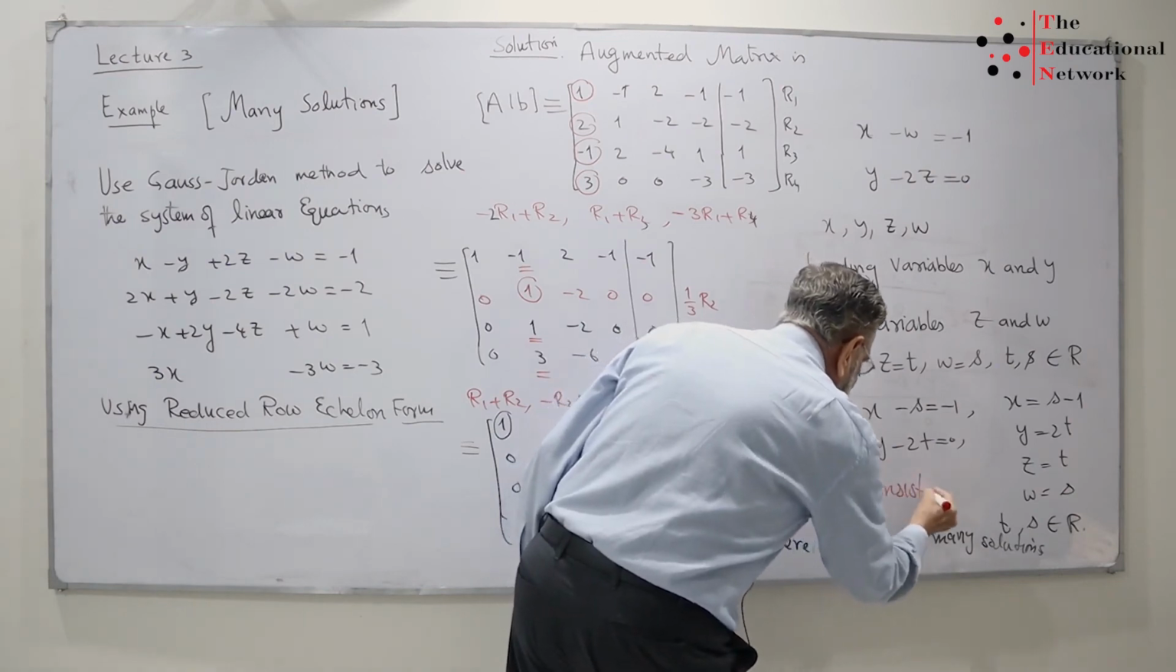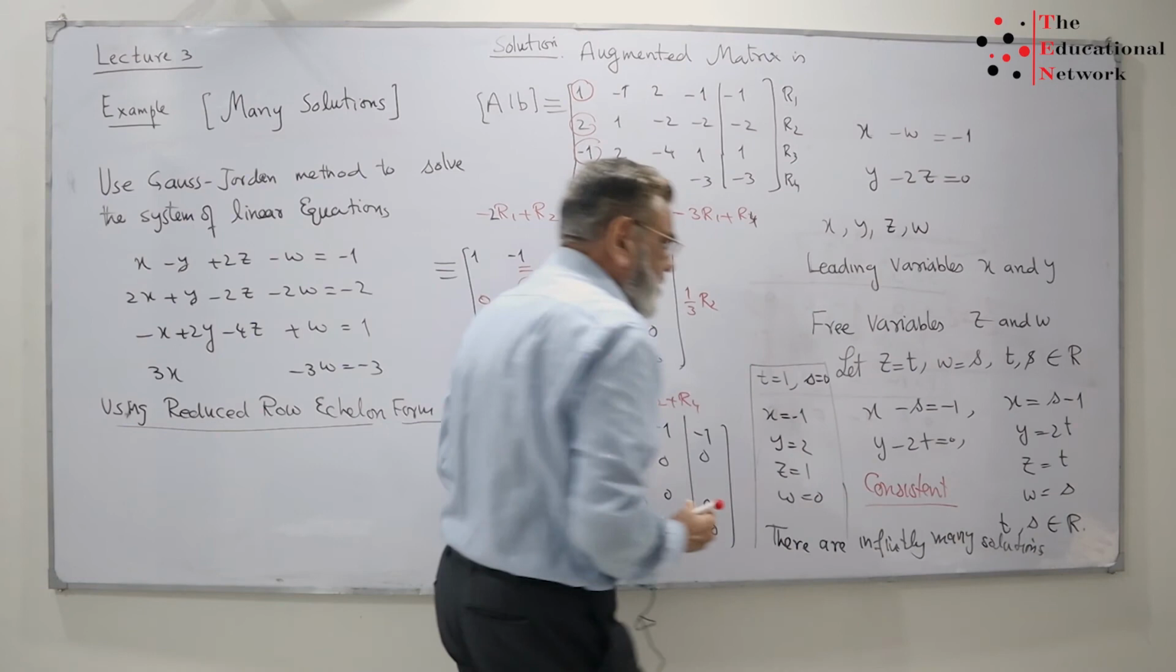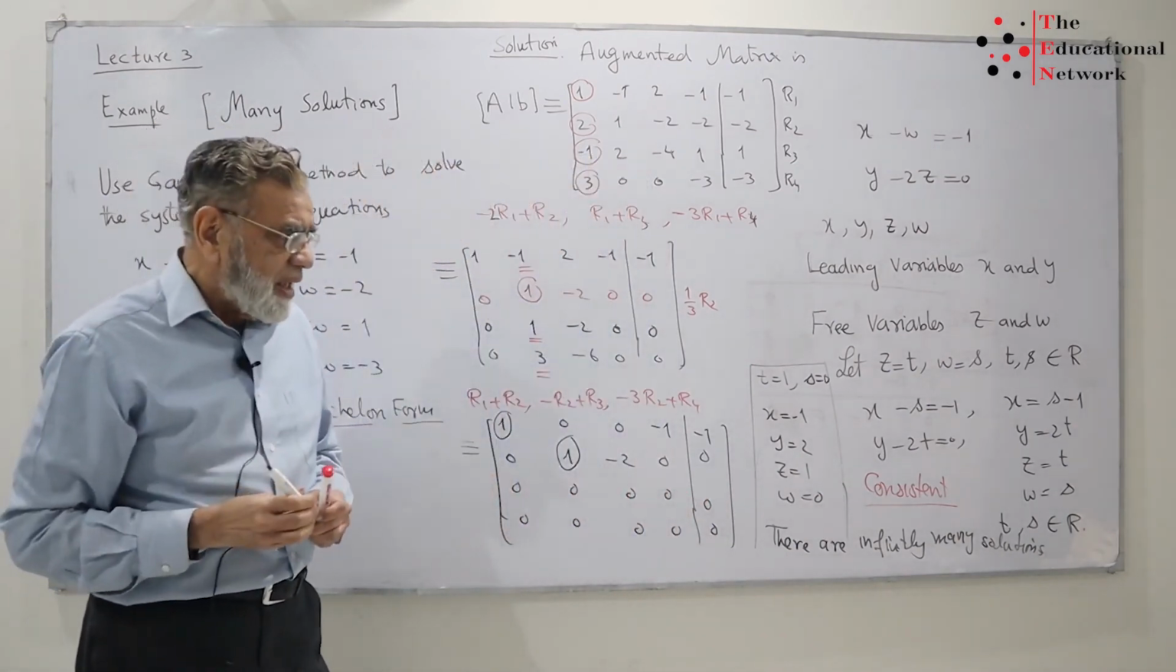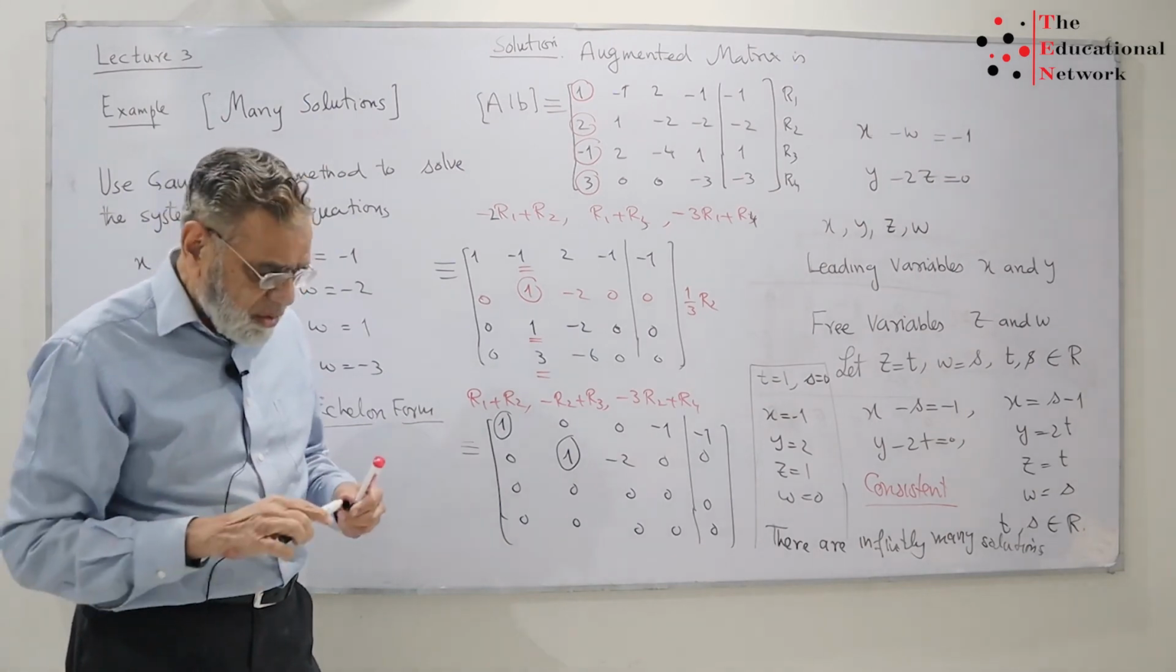So one more thing we can say, because when there is no solution, we say the system is inconsistent. As many solutions, we say the system is consistent and has many solutions as shown.